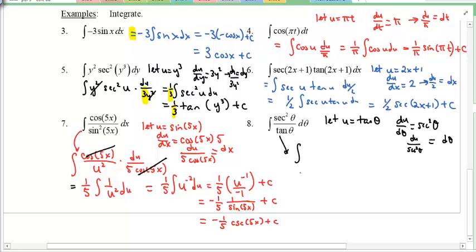Making the substitution now. Secant squared theta over u, du over secant squared theta. Oh, hello 1 over u again. That's, of course, the natural log of the absolute value of u, plus c.